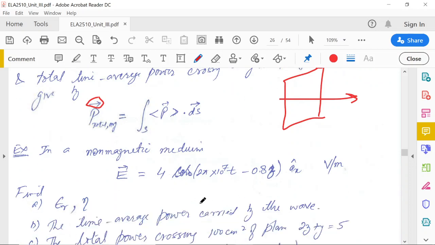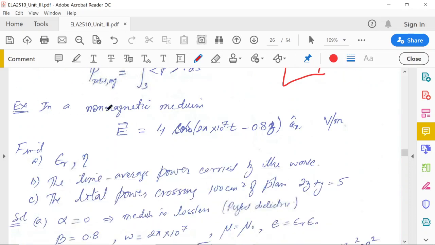So here we have an example. We can go through this. In a non-magnetic medium, we have some E equals 4 cos(2π... ) a_x. So the wave is propagating in the z direction and the component is E_x.